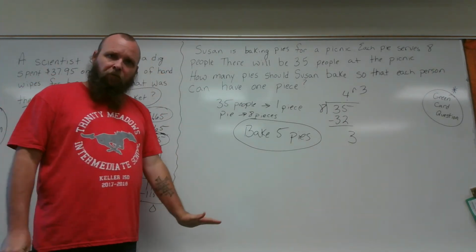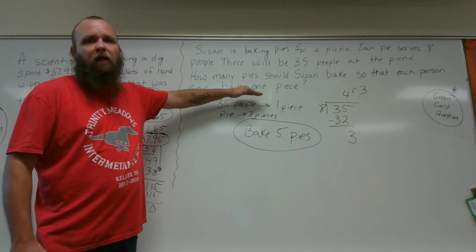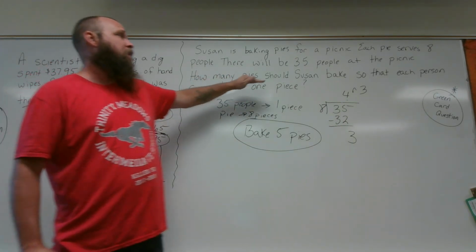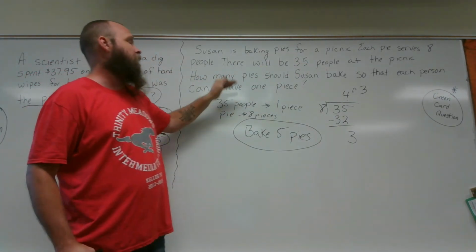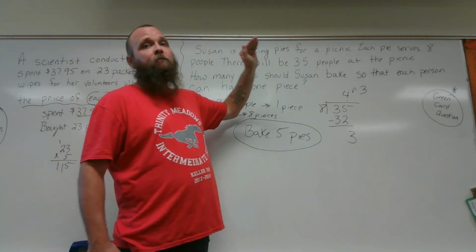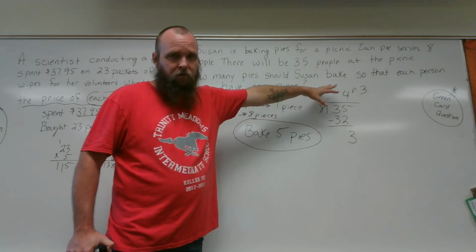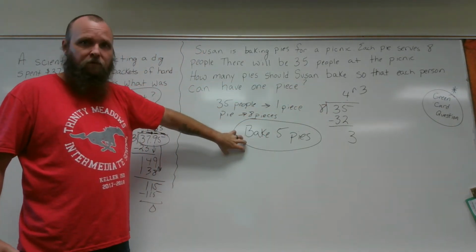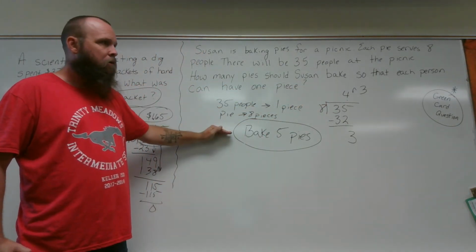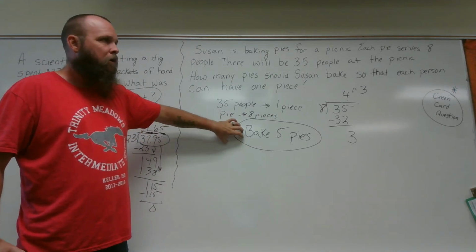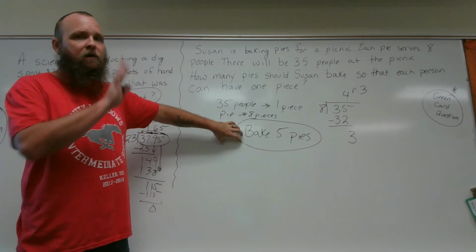When you're doing problems, always go back and see if what you put answers the question. How many pies should Susan bake so that each person can have 1 piece? 4 remainder 3 does not make sense. Makes no sense whatsoever. 5. But you have to make sure that the question you're answering and the answer you have match.